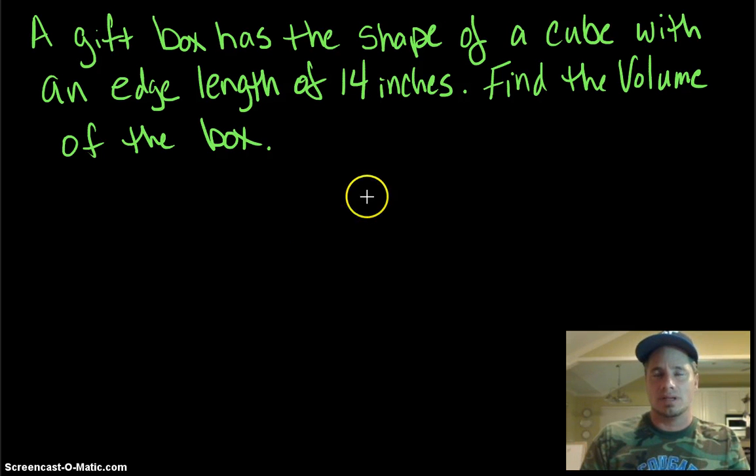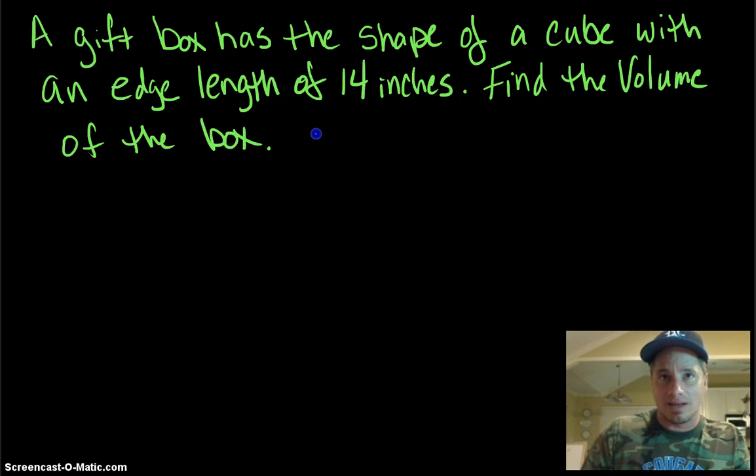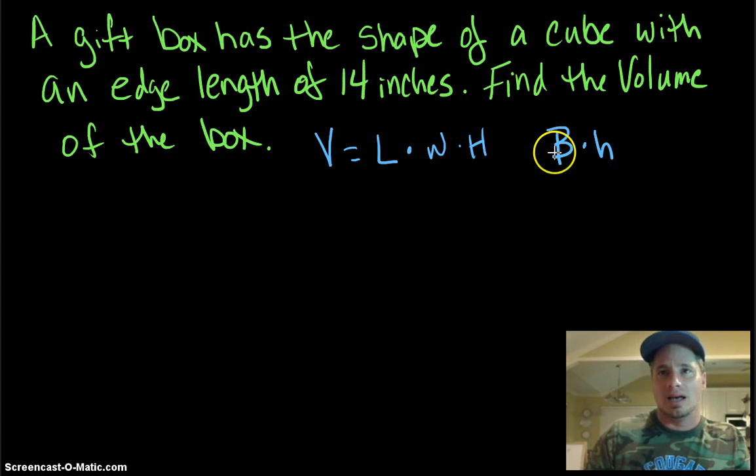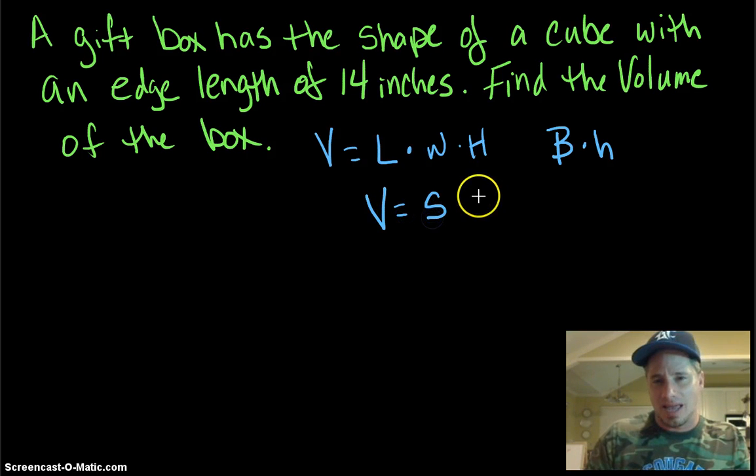Find the volume. Now, if we can remember back, volume is equal to length times width times height. You will also see it written as a capital B times the height. Okay, this is actually called area of the base times the height. We don't need to know that right now. But a cube has all sides equal. So I basically take the side and I multiply it by itself 3 times, so it's side cubed for volume.